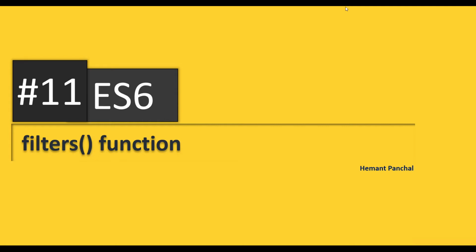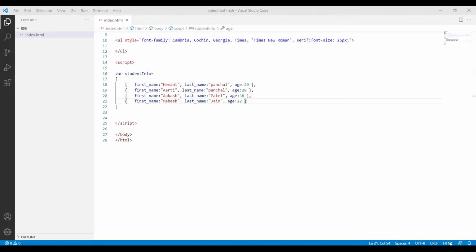Filter functions. Filters are basically used to filter your record set. If you have a large number of records you want to manipulate or process, you want to filter your data based on some conditions, you can use the filter function. This is the fastest way and easy to use. So here, let's understand practically.